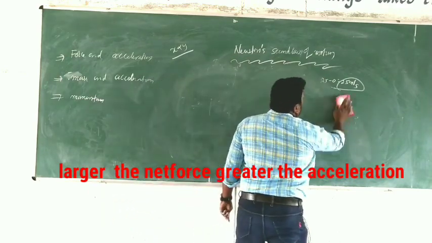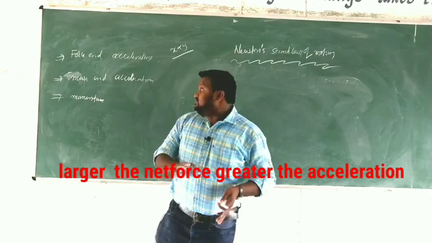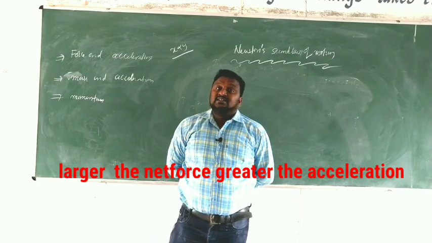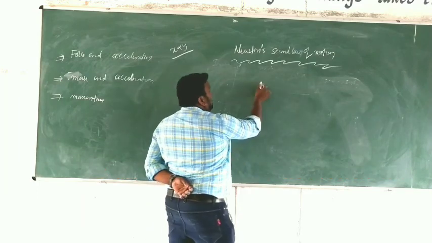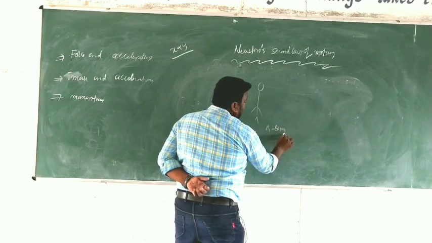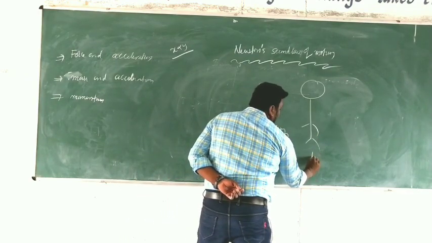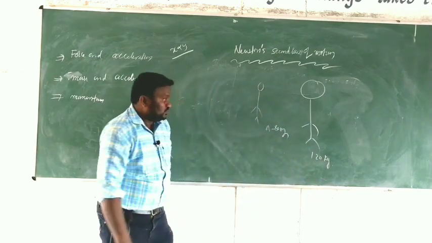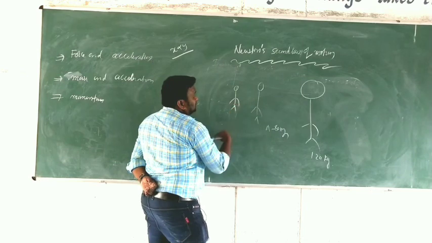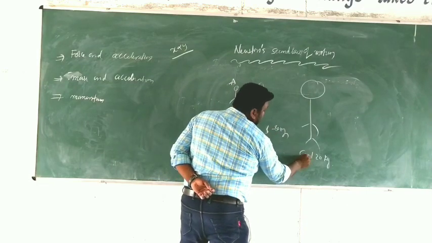This is the first thing you have to learn. And the next thing you have to learn is the relationship between mass and acceleration. Clear? We have three persons. Person A has a mass of 60 kg, B has 80 kg, and C has 120 kg.